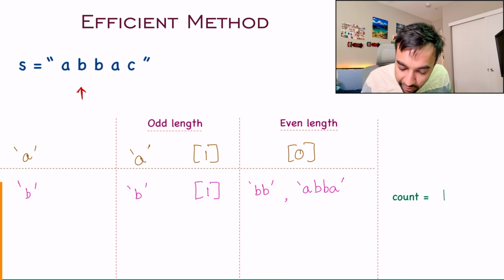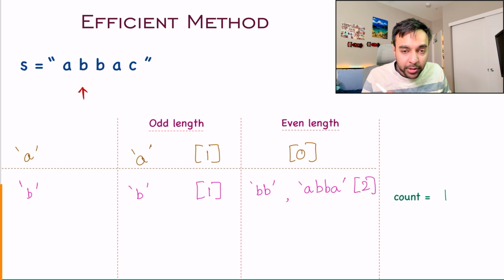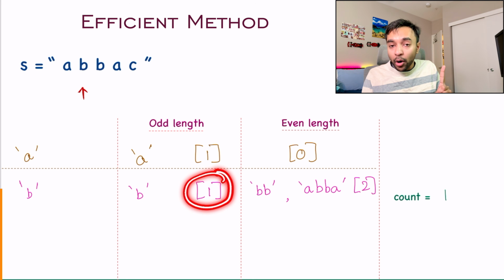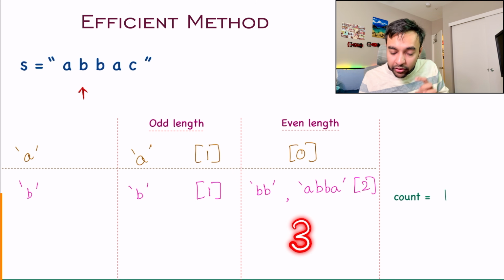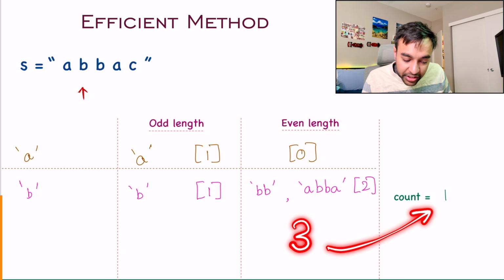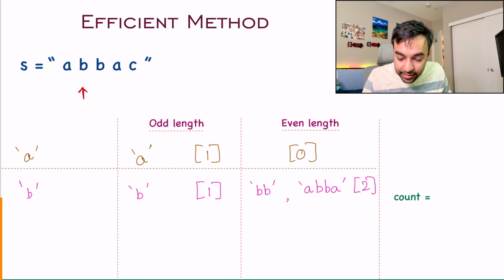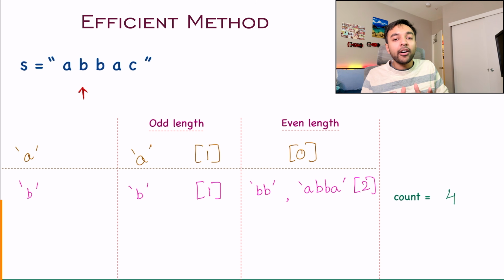How many palindromes did I find out? I found out two possible palindromes. What is the total now? I found one odd length palindrome and two even length palindromes. That gives me a total of 3 palindromes. You add it to this count. So this tells me that up till now, I have found out a total of 4 palindromes.